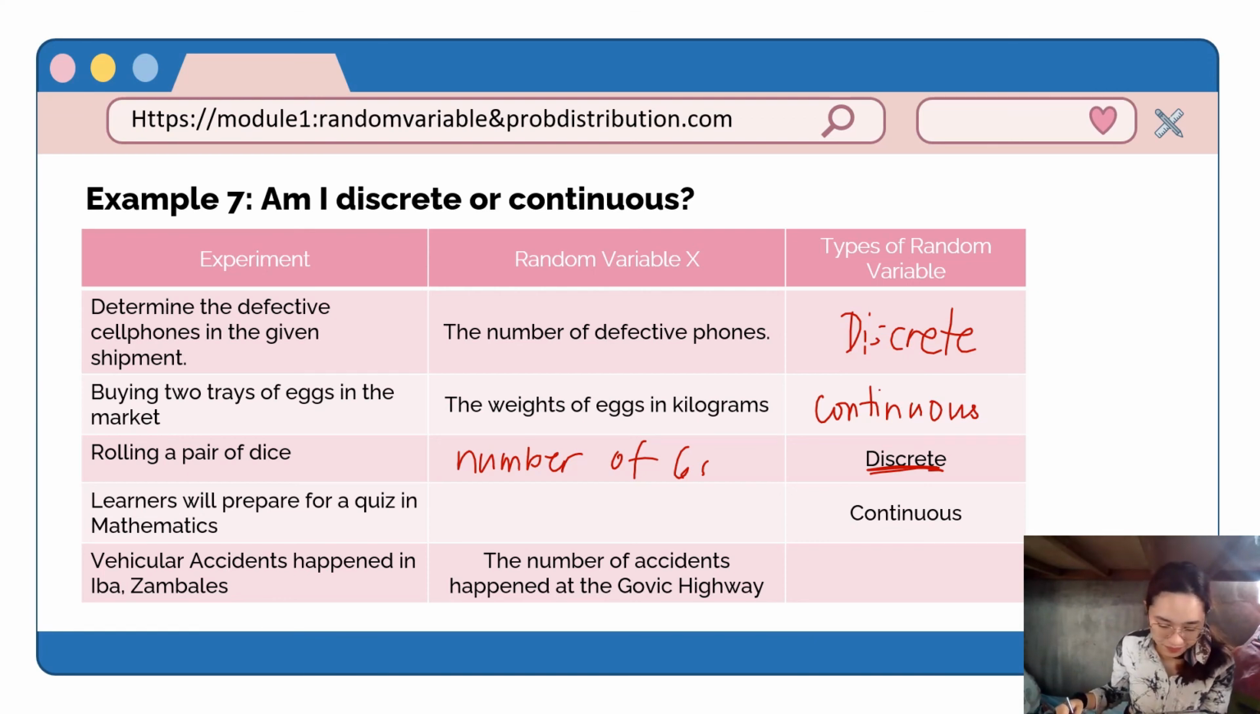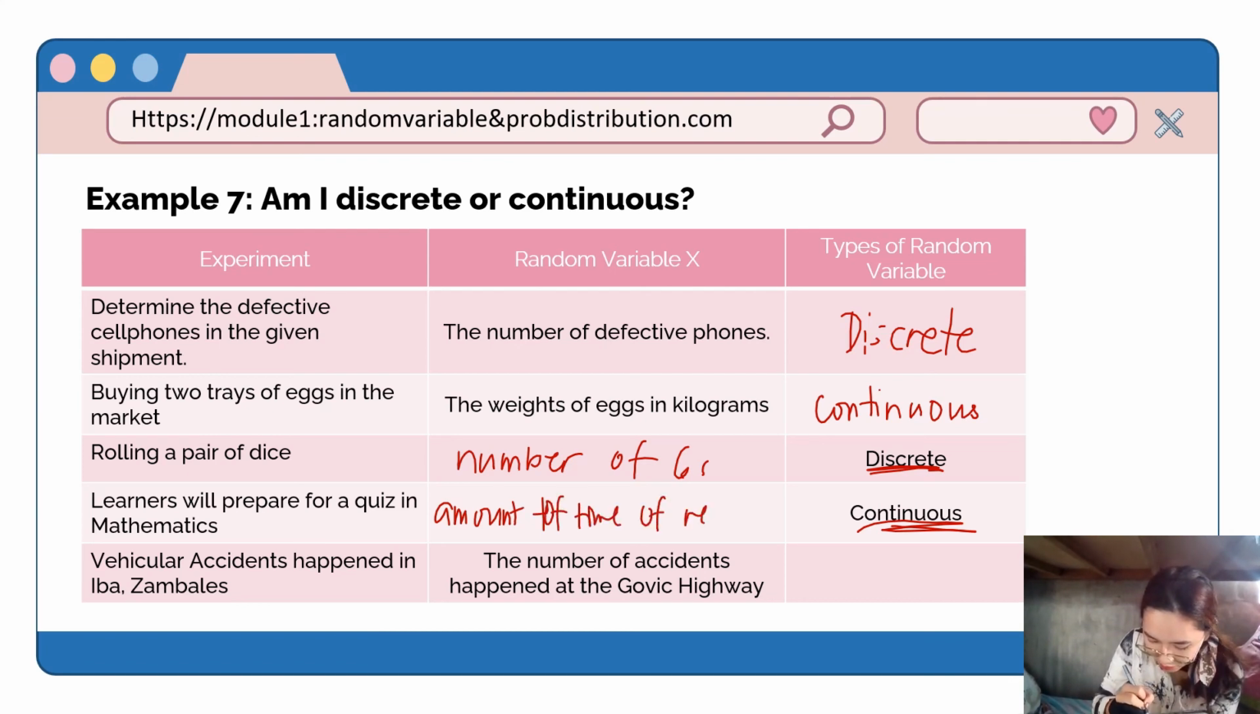Next, learners will prepare for a quiz in mathematics. So, continuous. Prepare. So, ano bang ginagawa kapag nagpe-prepare tayo, nagre-review? So, pwede natin sabihin, amount of time in hours. Sabihin natin in hours of reviewing. So, since hours siya, or measured data siya, so that is continuous.